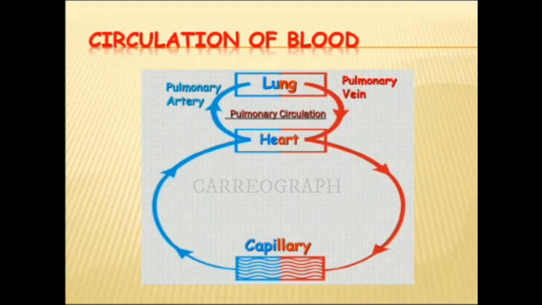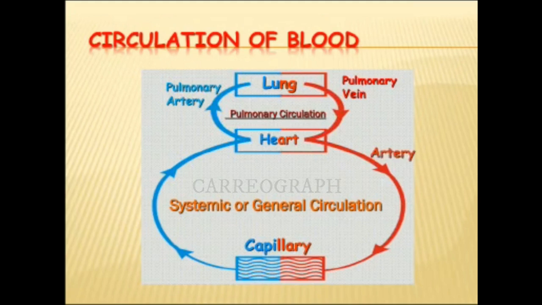Whereas the second type of circulation is the systemic circulation. In the systemic circulation, the heart pumps the blood through aorta. Now aorta is the biggest artery, which carries oxygenated blood across the body, and the vein, that is vena cava, which is the largest vein, takes the blood back into the heart. So this circulation of blood from the heart to the different parts of the body and back to the heart is called systemic circulation.